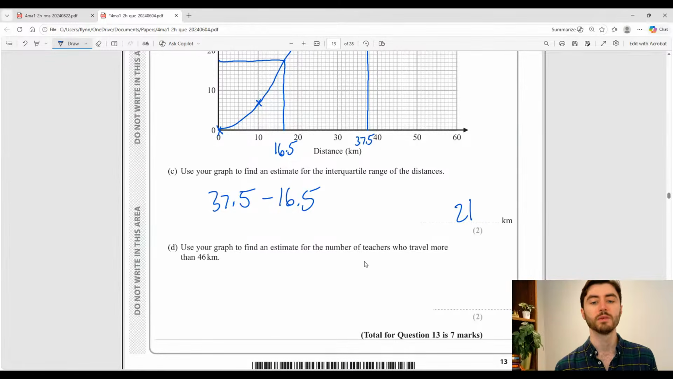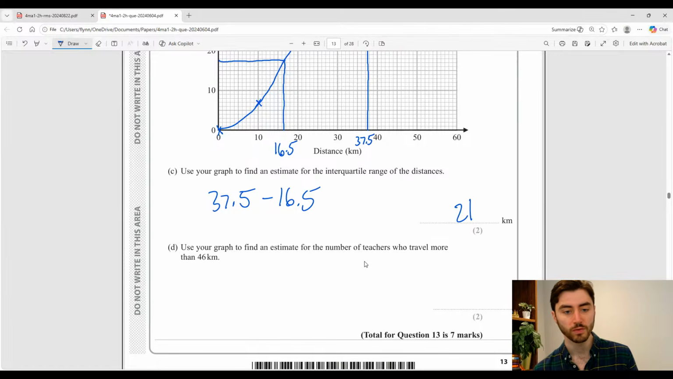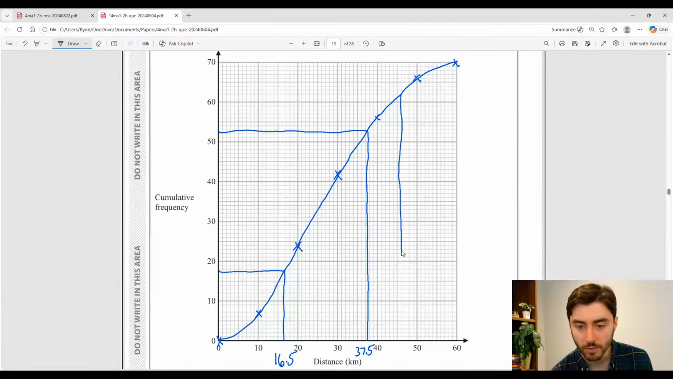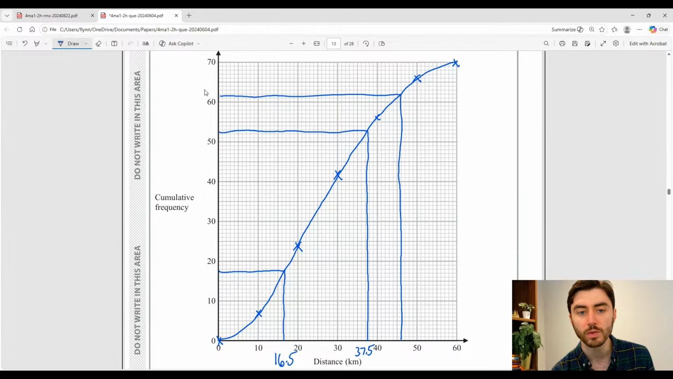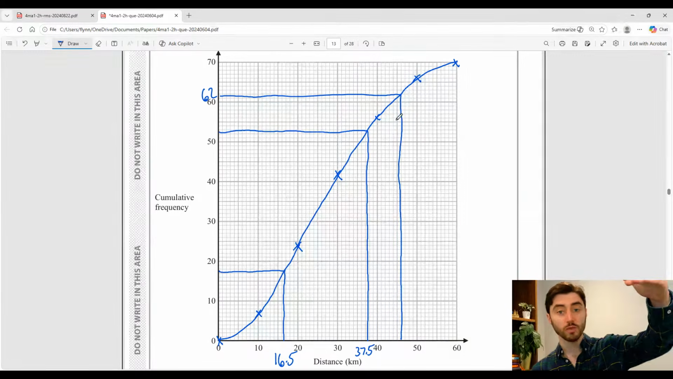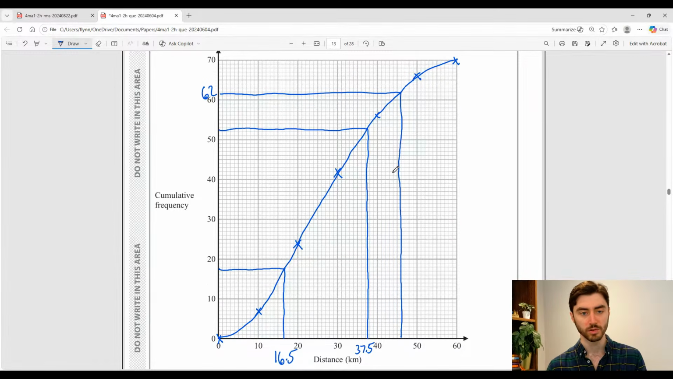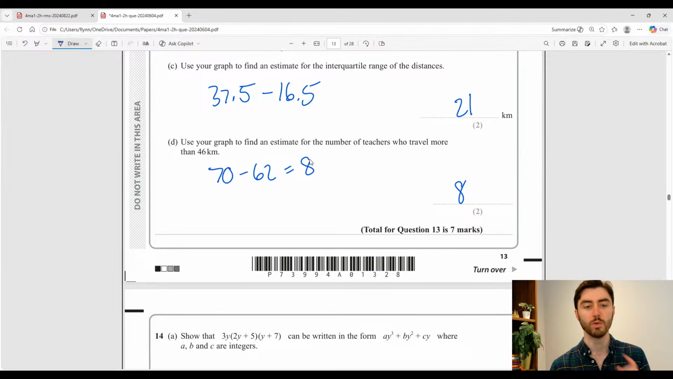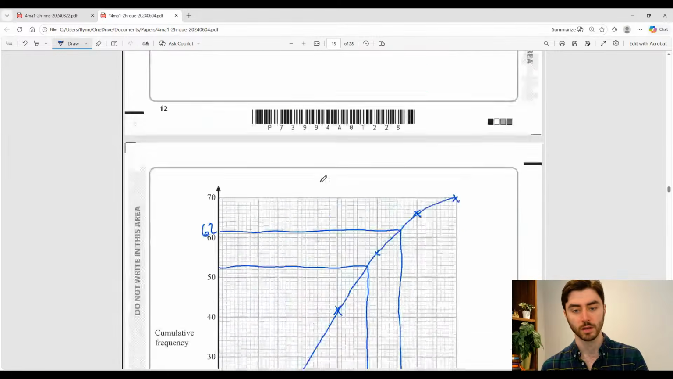Now, find an estimate for the number of teachers who travel more than 46 kilometers. I would take my ruler and track from 46, which is there, and then track across to 62. So 62 people drive 46 kilometers or less. So 70 minus the 62 is 8 people who travel more than 46 kilometers.